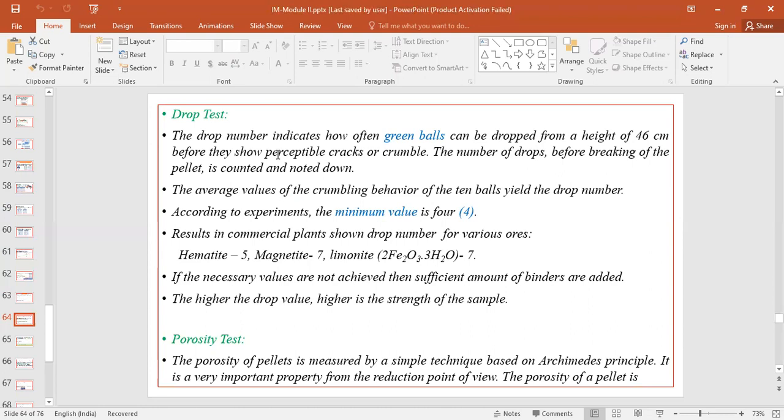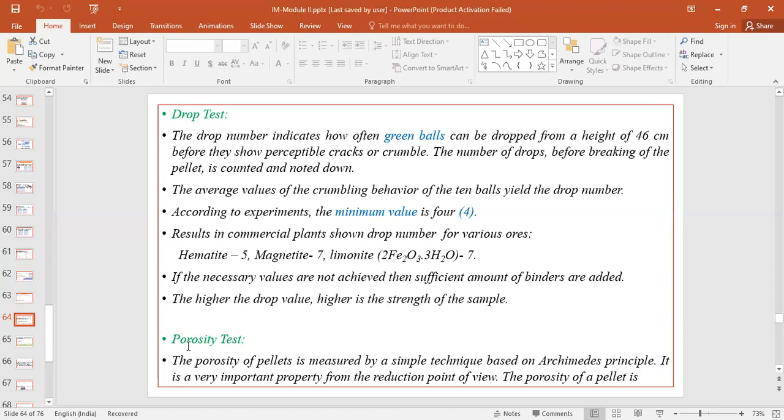The average value of at least 10 pellets we should take, and the average value of this will be taken into consideration. In commercial plants, the drop number for different ores, for hematite, should be a minimum of 5, magnetite is 7, limonite is 7. So this is the drop number. The higher the drop number, the higher the drop strength, which is very good for transportation of the pellets.